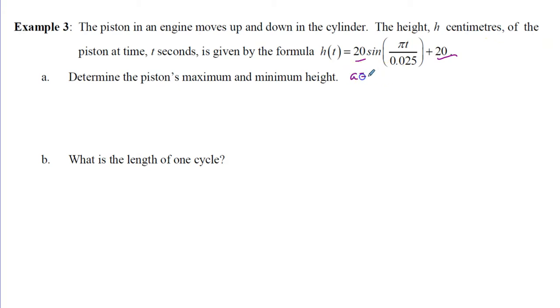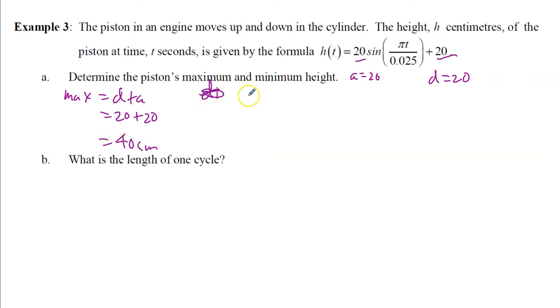So in this case, both A and D are 20. So max is D plus A, 20 plus 20 is 40 centimeters. And the min is D minus A, 20 minus 20 is 0 centimeters. So this would be in the cylinder. At the minimum, it's at the bottom of the cylinder at 0, and at the maximum, it's at the top of the cylinder.